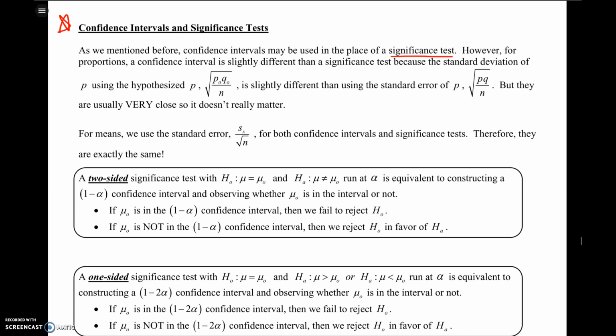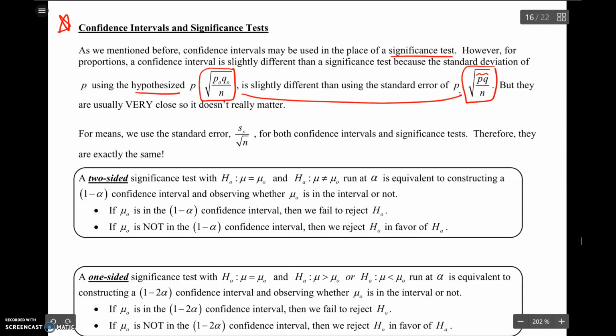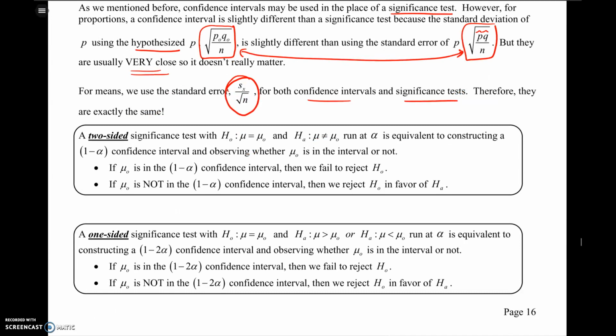For proportions, confidence intervals are slightly different than the significance test. If you remember, when you do a hypothesis test, you use this formula for the standard deviation. And if you do a confidence interval, you use this formula for the standard deviation. Those are slightly different, or can be slightly different. And because of that, you could actually get a different test result if you use a confidence interval versus a significance test. But they're usually very close, so it usually doesn't matter. However, for means, you always use this formula. It's the same for confidence intervals and significance tests, so they are exactly the same.